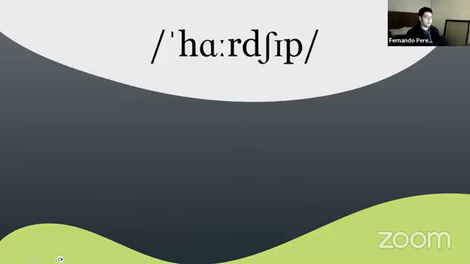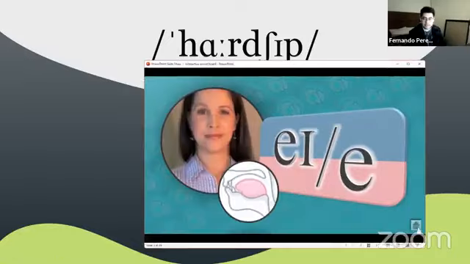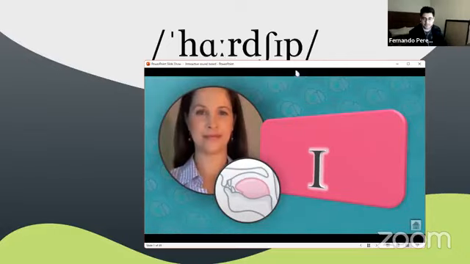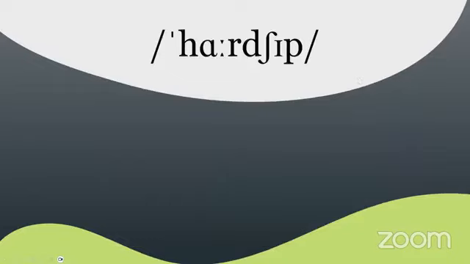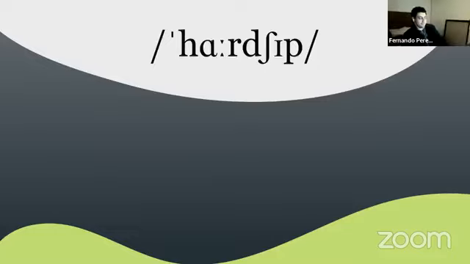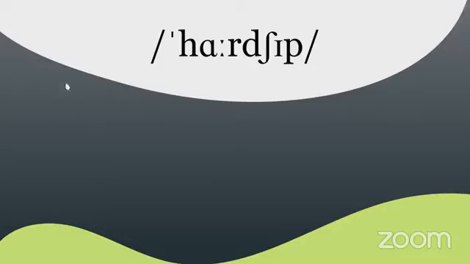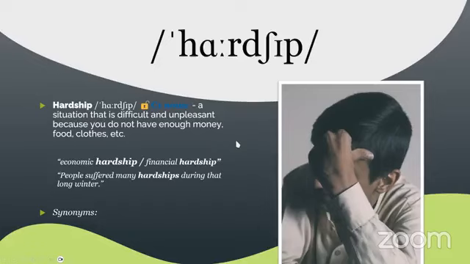Hardship. Very good, except for one sound. Let's remember, how do you pronounce this sound over here? Eh. Exactly. Hardship. Which is the strong syllable? The first, exactly. Hardship. Very good. Everybody, pronunciation. Hardship. Everybody, come on. Hardship. Good. What's hardship, Christy?